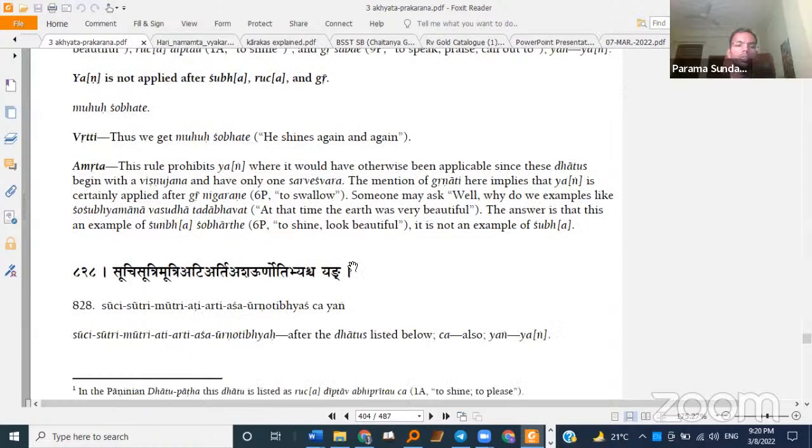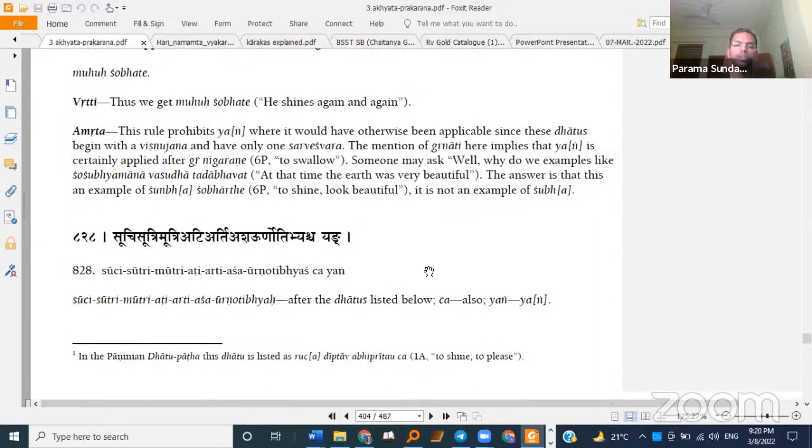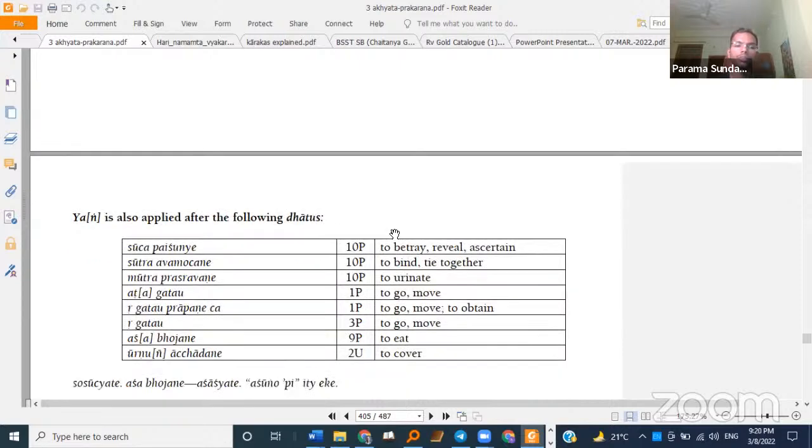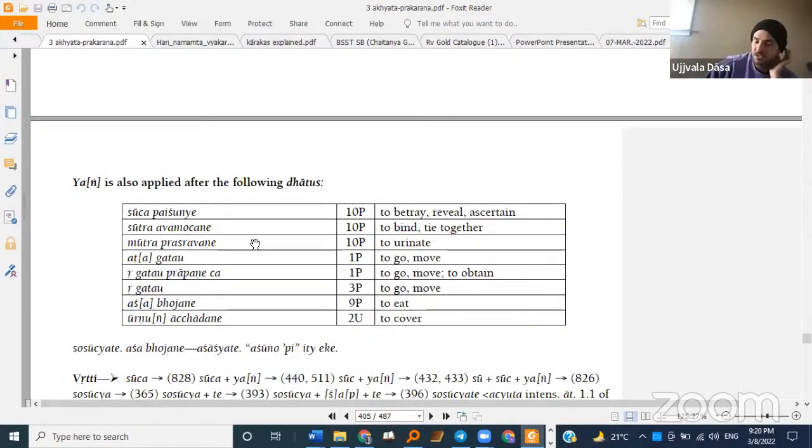Then sutri, suchi, sutri, mutri, ati, arti, asha, urnotibhyascha yang. Yang is also applied after the following dhatus. So these are exceptions because they're dvi sarveshvara, or they're not beginning with Vishnu, or they don't have a Vishnu jana. So sucha paishunya, sutra avamochane, mutra prasravane. Oh, actually, this is in Hindi also. Huh? Mutra. This is a Sanskrit word.